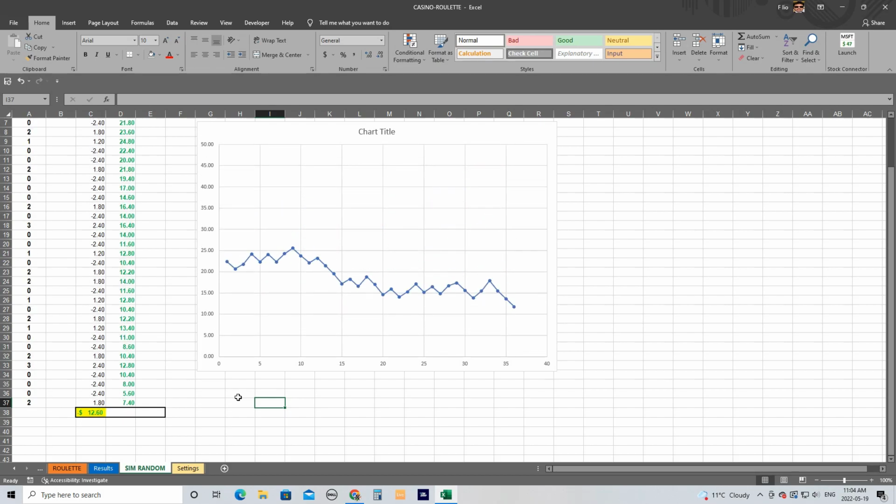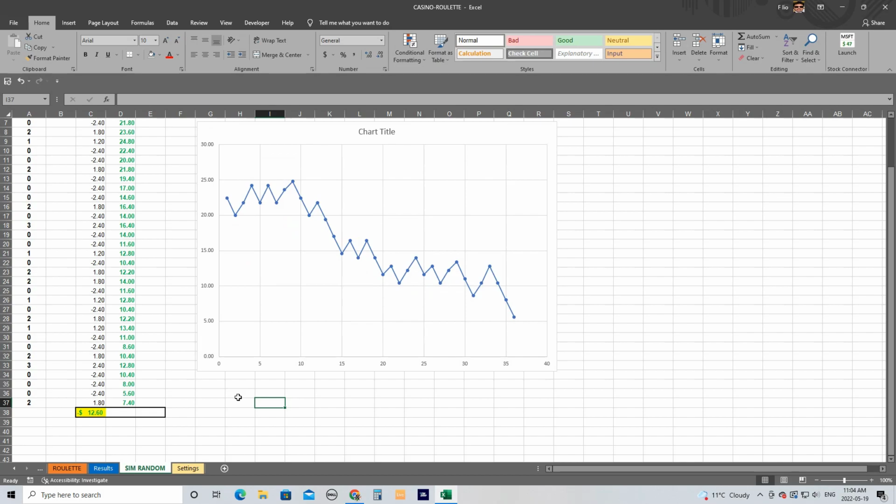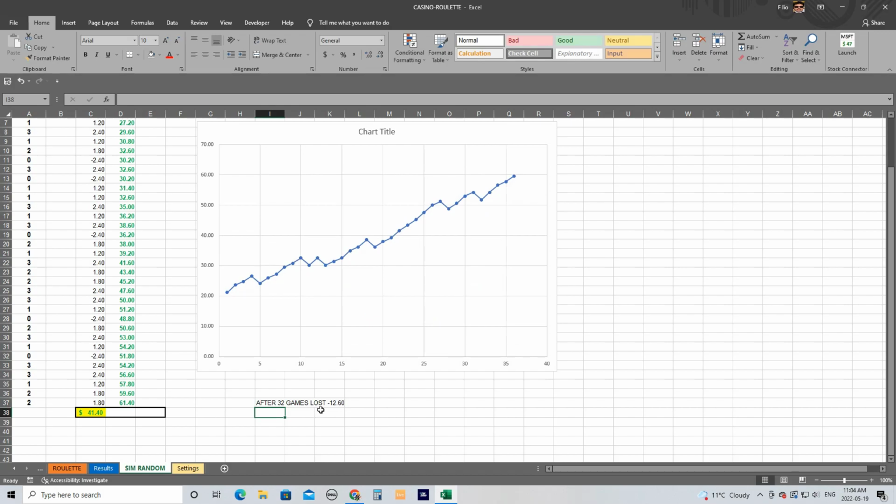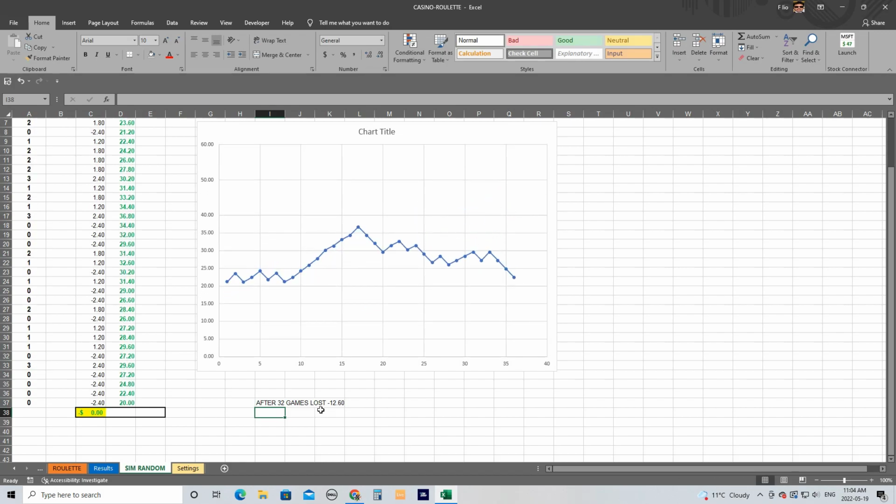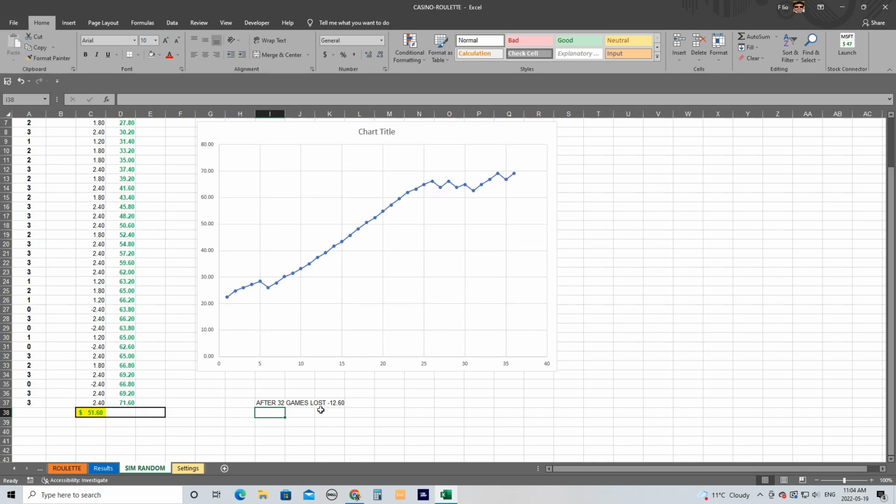Okay, after a 30-second game, we ran into a loss of 1260. And keep on going, and you can see that it recovers the loss. And after 37 games, it still ends up positive.